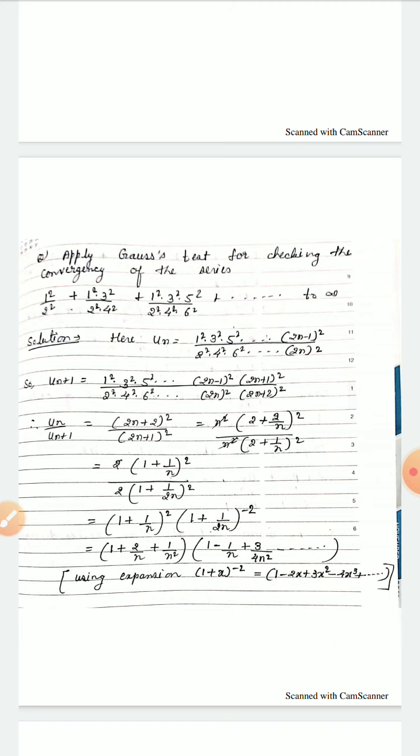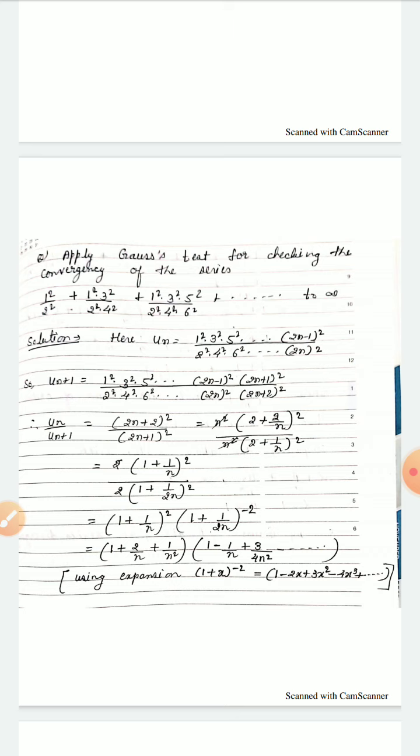So the question is: apply Gauss test for checking the convergence of the series 1² / 2² + (1² × 3²) / (2² × 4²) + (1² × 3² × 5²) / (2² × 4² × 6²) + and so on to infinity. This question can also be solved by De Morgan's and Bertrand's test. Now we will apply Gauss test for solving this question.